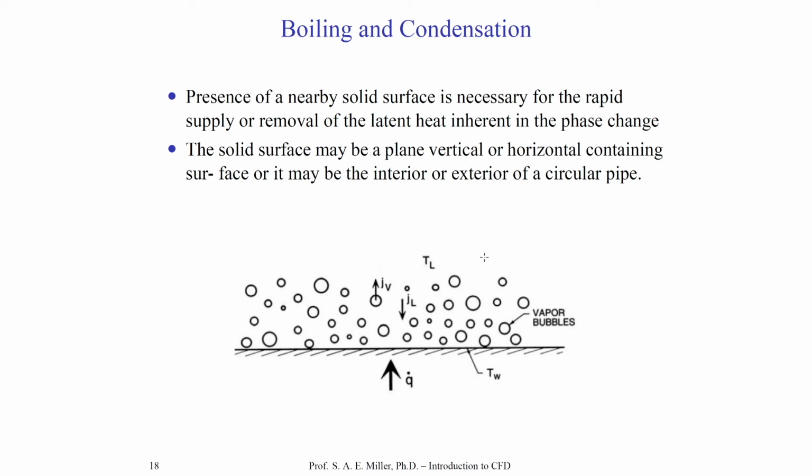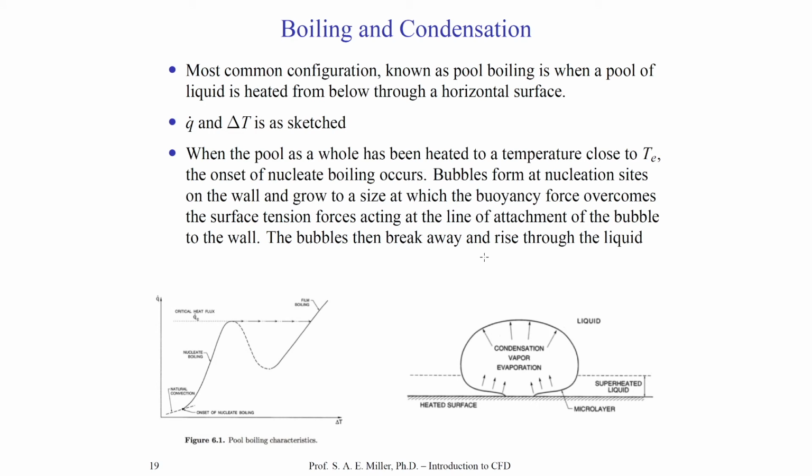You'll see that the solid surface could be a plane, which is vertical or horizontal, or maybe interior or external to a circular pipe. Now, the most common configuration, known as pool boiling, is when a pool of liquid is heated from below through a horizontal surface. This is your stovetop kitchen example. We have sketched the heat transfer rate and delta temperatures in the lower left of the figure.